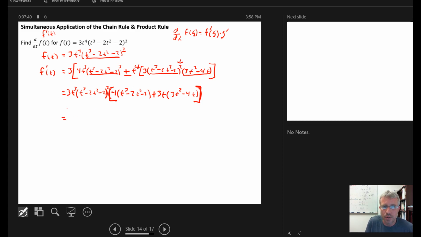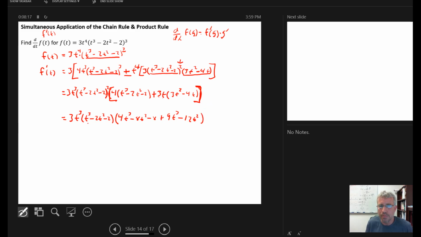So I'm going to go ahead and go down to the next line, rewrite the 3t cubed times t cubed minus 2t squared minus 2 times, I'm going to distribute the 4 into the parentheses. I get 4t cubed minus 8t squared minus 8 plus 3t times 3t squared is 9t cubed plus 3t times minus 4t is going to be minus 12t squared.